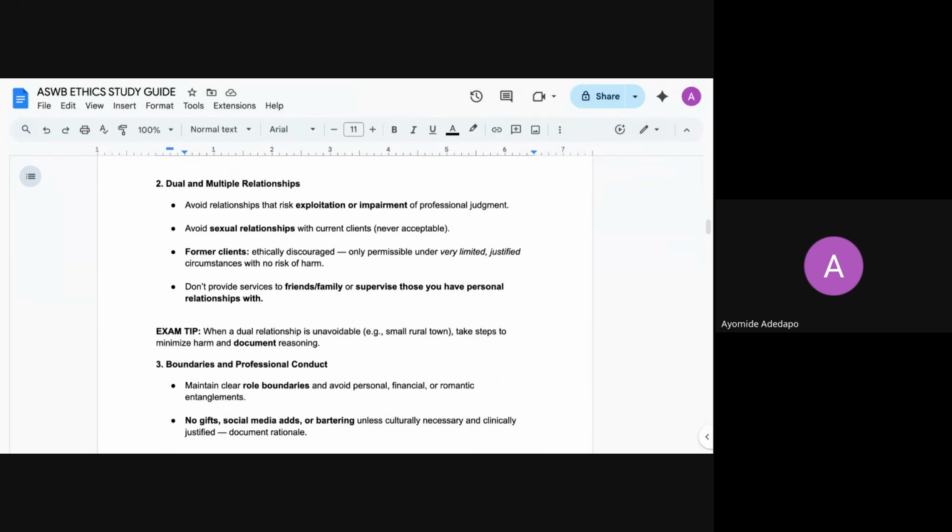If you're living in a small town and you're the only social worker and you have to see two people that are currently in a relationship, right? You wouldn't even put that in your note, honestly, but you just want to document that there's a conflict of interest or a dual relationship there. So please remember, avoid it at all costs. All costs. I hope that sticks in your brains. Avoid it at all costs.